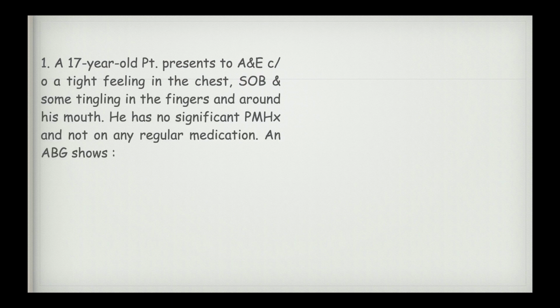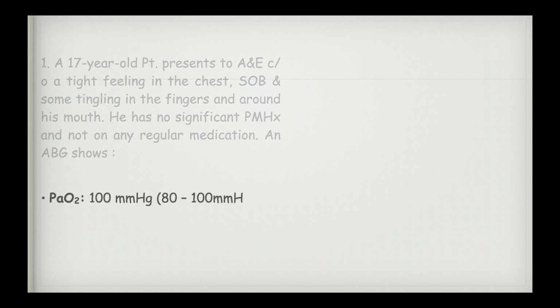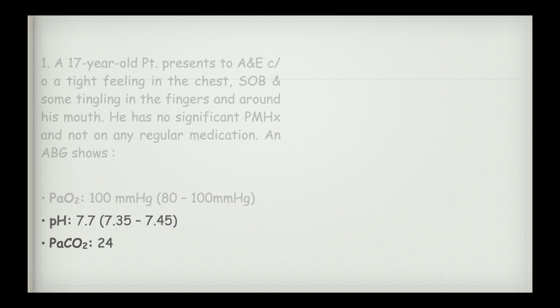Now let's look at more examples to finish this presentation. We have a 17-year-old patient who presents to the A&E with tight feelings in the chest, shortness of breath, with some tingling in the fingers and around his lips. He has no significant past medical history and is not on any regular medication. His arterial blood gas shows the following: a partial pressure of oxygen of 100 millimeters of mercury, a pH of 7.7, carbon dioxide of 24 millimeters of mercury, and a bicarbonate of 24.